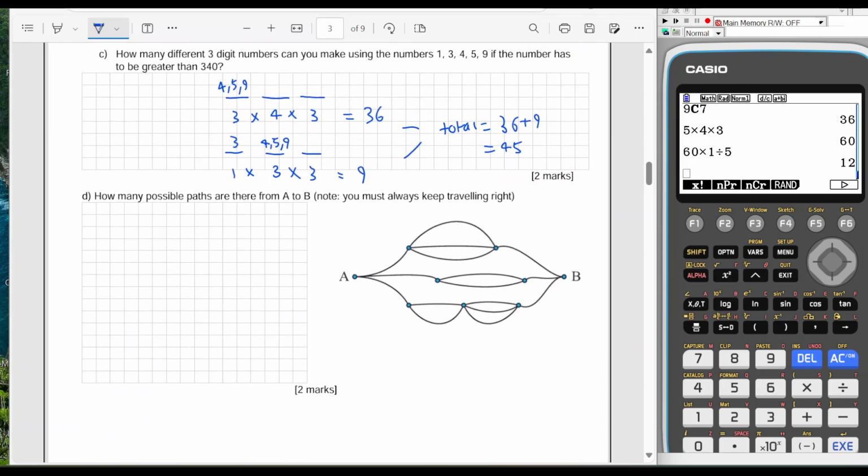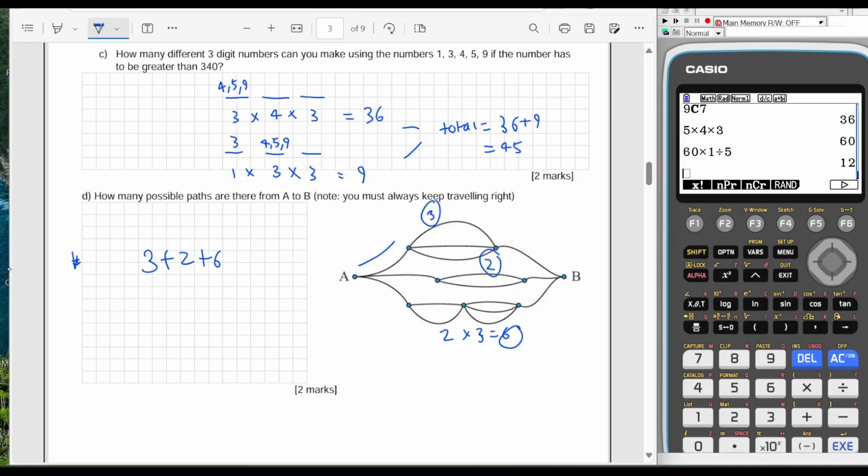Okay, how many possible paths are there from A to B if you must keep traveling to the right? So pretty much what we do here is we go up the top path. There are 3 ways to do that. And then there are 2 ways to do that. And then here there are 2 times 3, which is 6. And then we add these numbers. So 3 plus 2 plus 6.